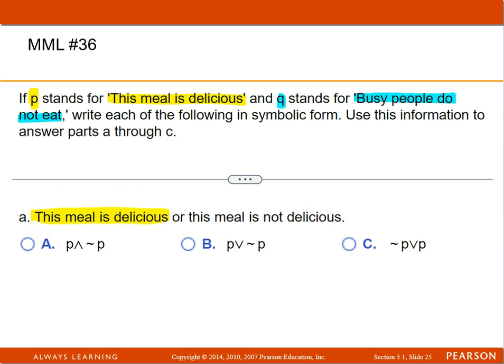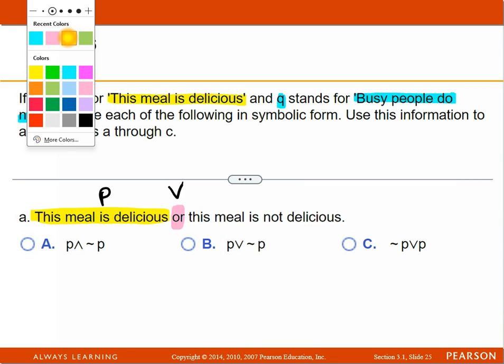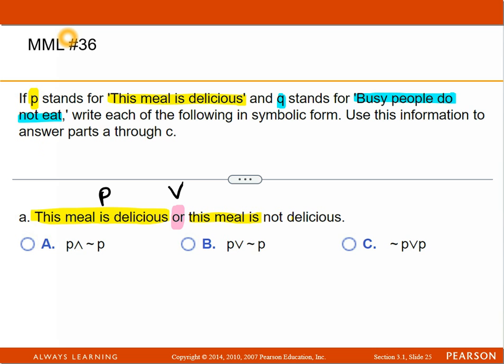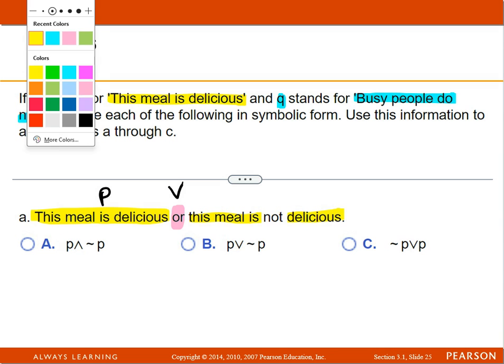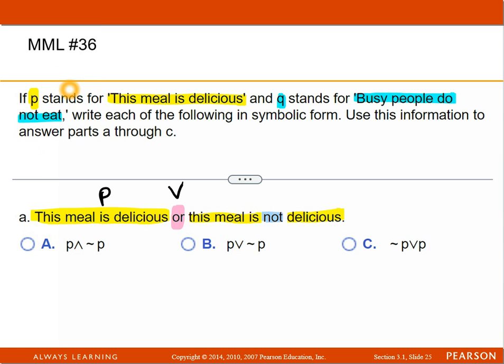So this part right here is a P. And then it says or, and remember the symbol for or is the V. And then it says this meal is not delicious. And so the not would put a negation in here. So this would be negate P.